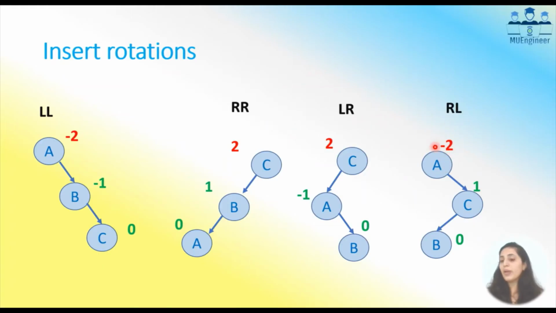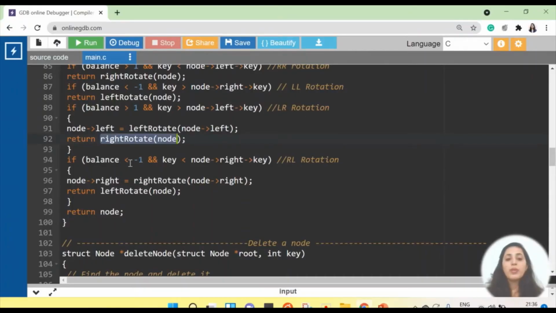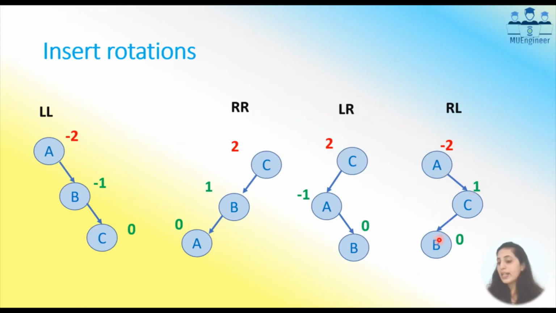In this case your balance factor is -2. So when your balance factor is less than -1, meaning -2, -3, and the key which you have added is less than the node's right key. So is it less than the node's right? Yes. So now I have to apply the RL rotation.